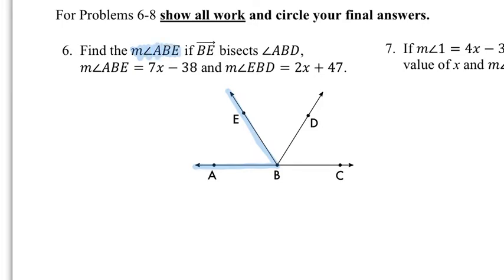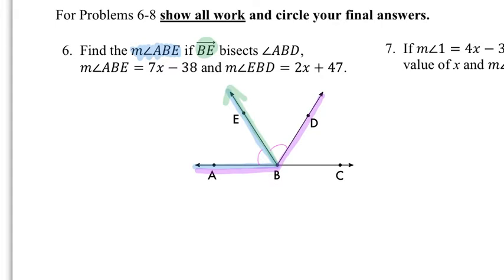If ray BE, which is this ray here, bisects angle ABD, so angle ABD is this big angle. Okay, so it bisects it. We know bisect means cut in half. So if ray BE is bisecting this angle, what do we know is true? We know that this angle and this angle are congruent.